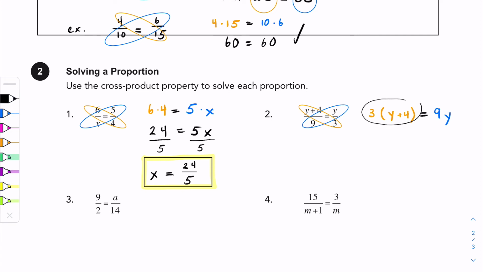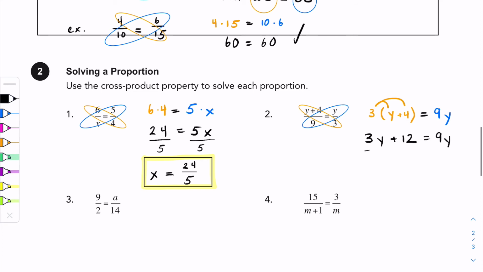This right here is super important. That's one of the most common things students forget, that they only multiply the 3 by one of the terms. You need to make sure you multiply the 3 by both terms in the parentheses. So we have 3 times y, and we have 3 times 4. 3 times y gives us 3y. 3 times 4 is 12. This is equal to 9y.